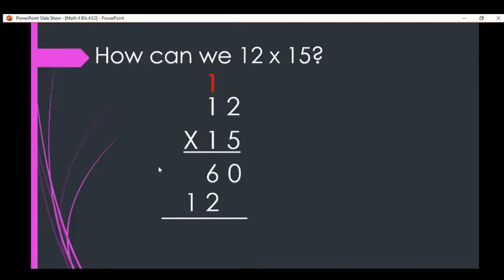We need to add them to get our final answer. We add them accordingly with the aligned digits. 0 has no partner, so we just bring down 0. 6 plus 2, that is 8. And copy our 1. So the answer for 12 times 15 is 180.